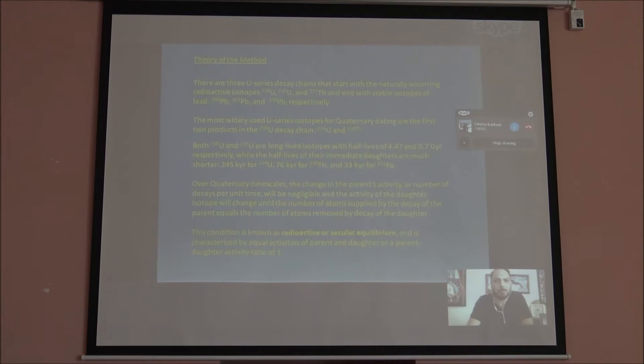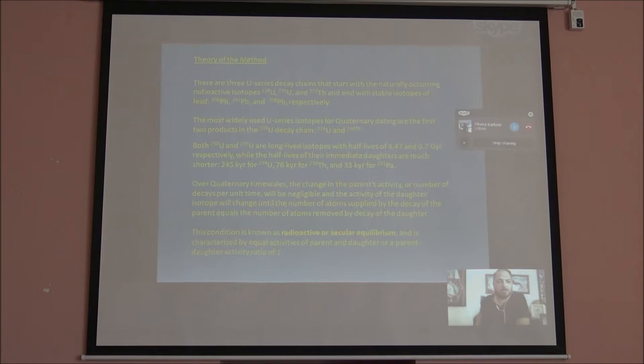There are three uranium series decay chains that start with a naturally occurring radioactive isotope, uranium-238, uranium-235, and thorium-232, and end with a stable isotope of lead, lead-206, lead-207, and lead-208 respectively. The most widely used U-series isotopes for Quaternary dating are the first two products in the uranium-238 decay chain, which are uranium-234 and thorium-230.